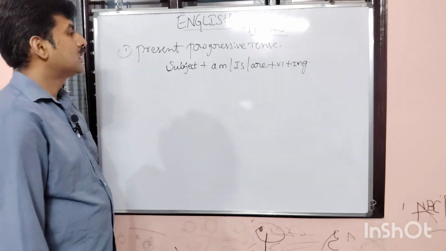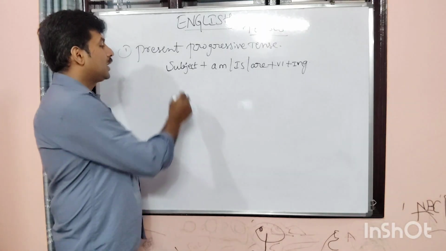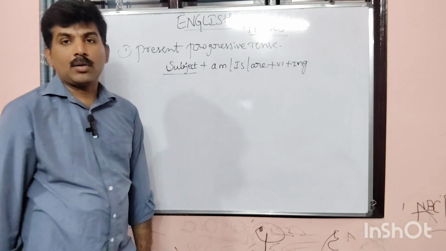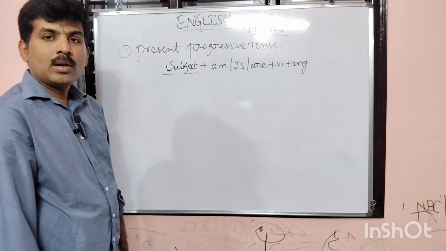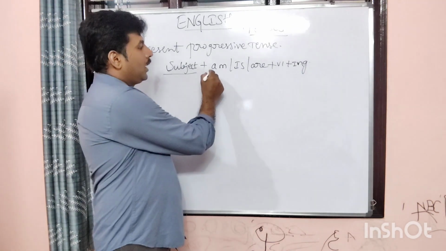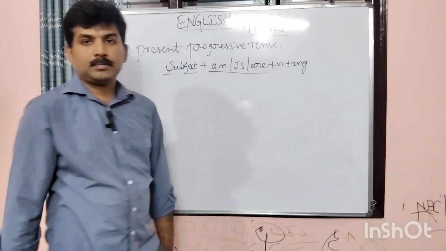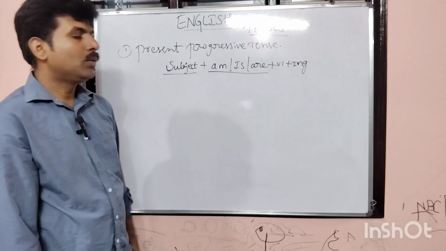There is no change. Both are the same. We identify the subject. Okay, the subject is any noun or pronoun. I'm clear with that. Subject is any noun or pronoun. There is no confusion. Then am, is, are. Okay, they are called linking verbs.